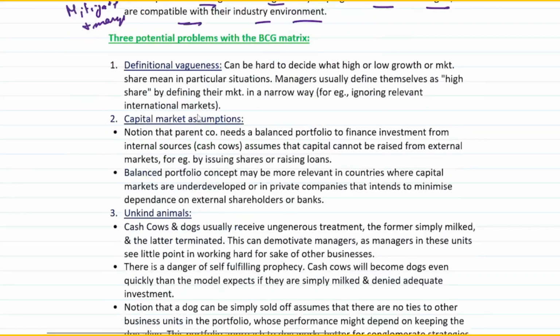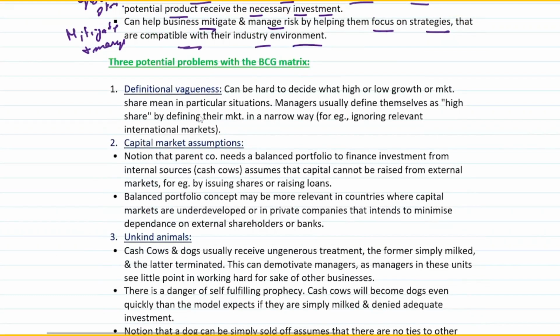Finally, we come to the three potential problems with the BCG matrix, or you can say the limitations. What are the problems with the BCG matrix? First is definitional vagueness. What do you understand by that? It can be hard to decide what high or low growth or market share mean in a particular situation. Vagueness means there is no clarity on that. So BCG can make you fall in that trap. That's one drawback or flaw of the BCG matrix.